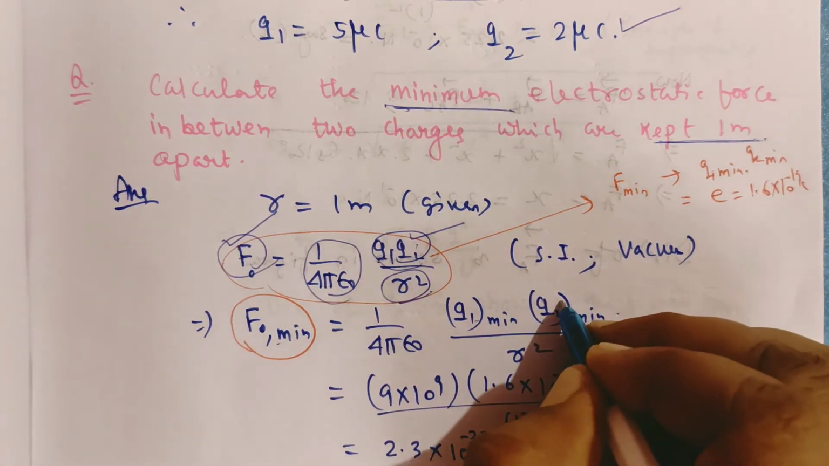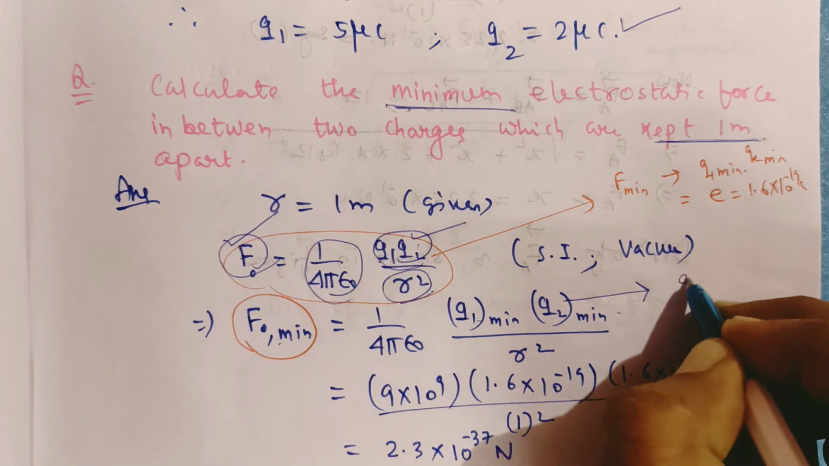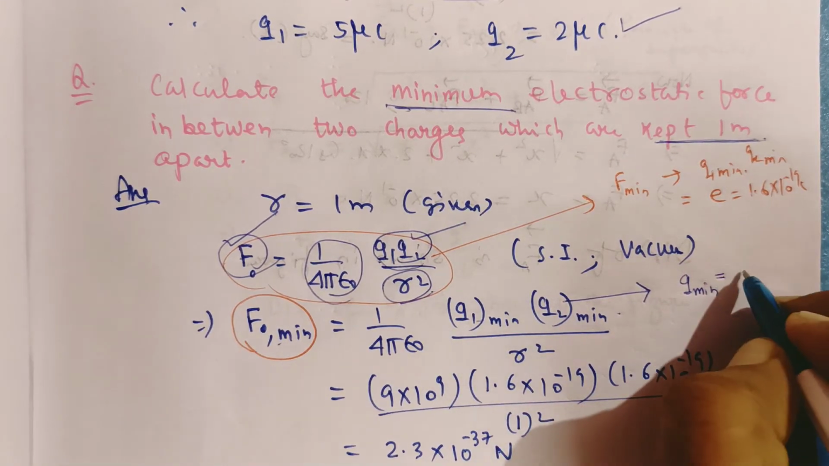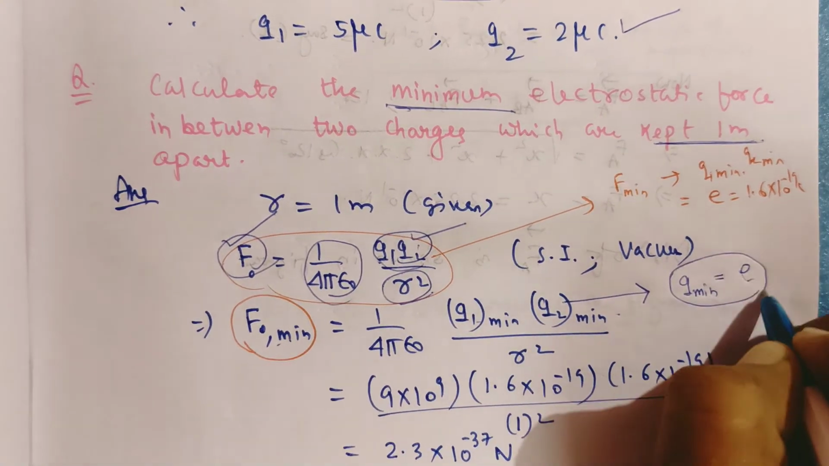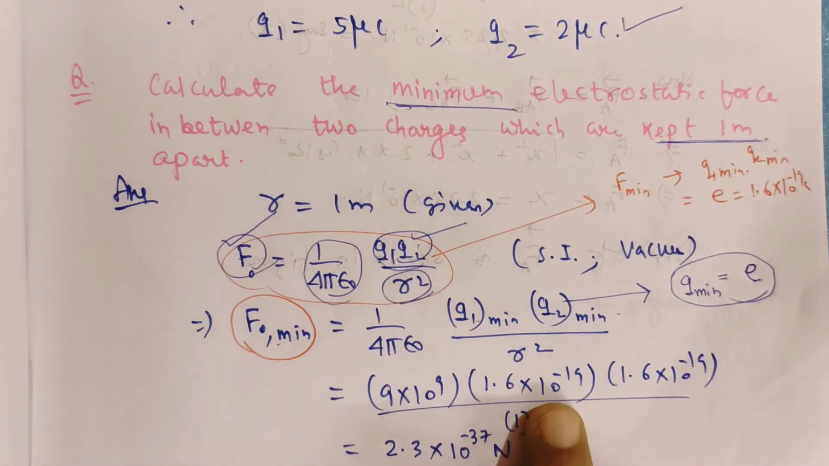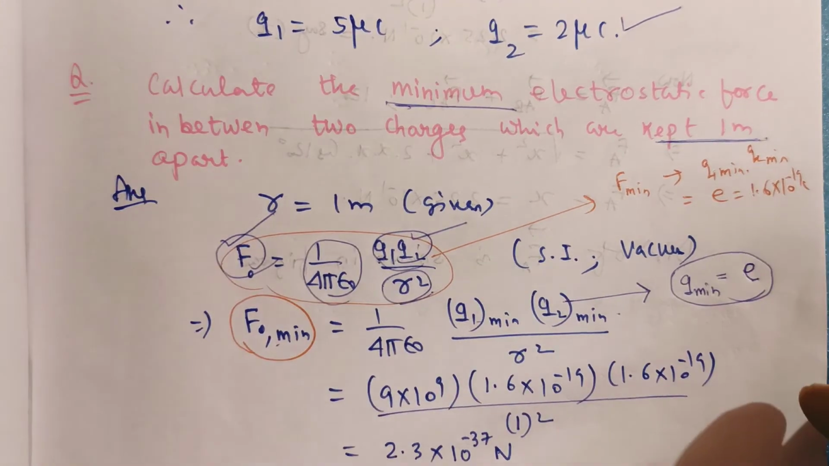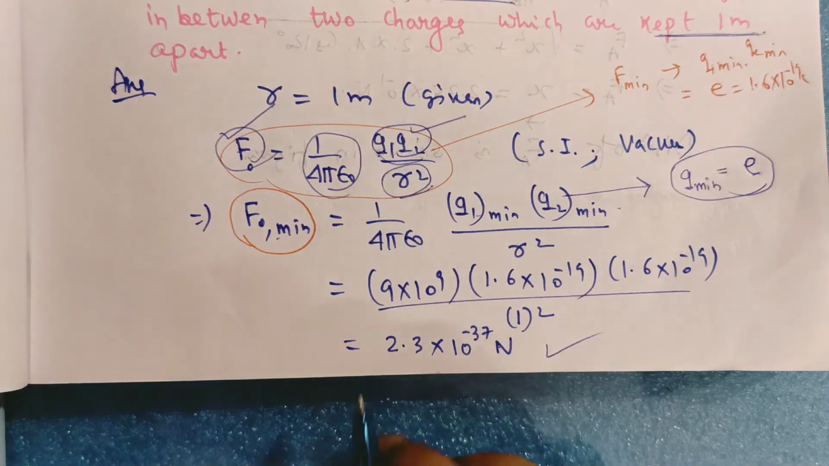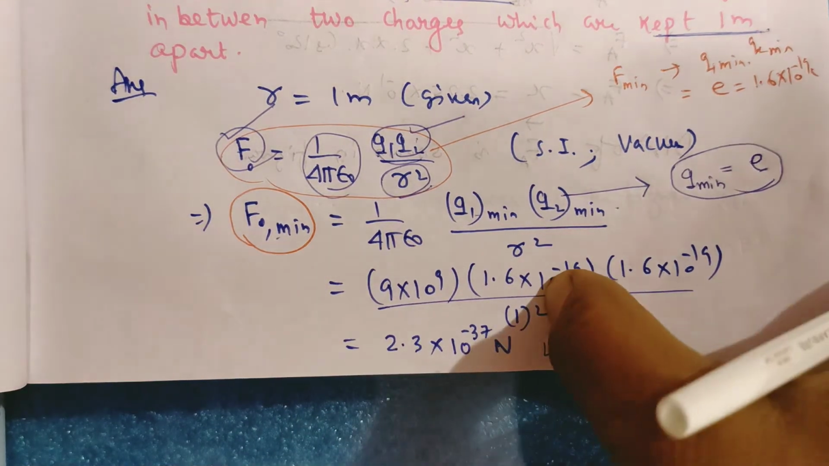So this question's logic is, what is the minimum value of charge? Already we have taught that the minimum value of charge in free existence is e. So you put e here, 1.6 into 10 to the minus 19, and another data is given to you. So this is your answer, 2.3 into 10 to the minus 37 Newton.